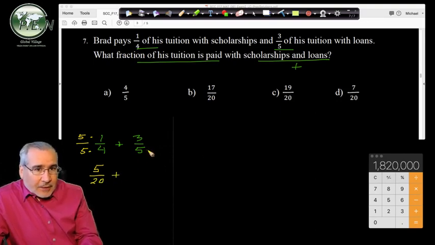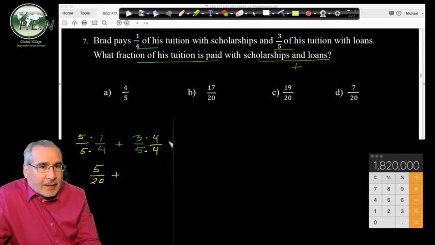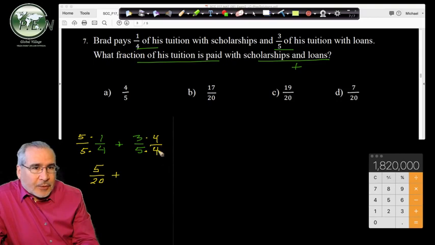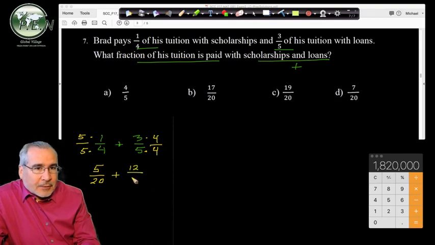To change 5 into 20, we need to multiply by 4, because 5 times 4 is 20. What we do to the bottom, we have to do to the top to keep it balanced, to keep it equivalent. And notice 4 over 4 is 1, so that's really what we're doing. 3 times 4 is 12. 5 times 4 is 20.